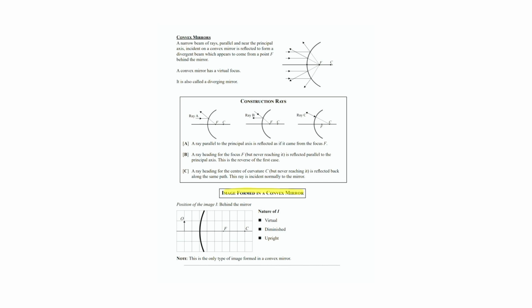The one I'm going to use is ray A. A ray parallel to the principal axis is reflected as if it came from the focus. We'll use that one. You could use B if you want, but I actually prefer to use the third one. A ray heading for the center of curvature C is reflected back along the same path. So I'm going to use A and C when I actually do it. So let's see how it's formed.